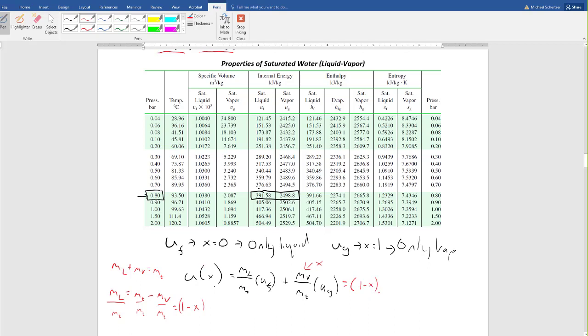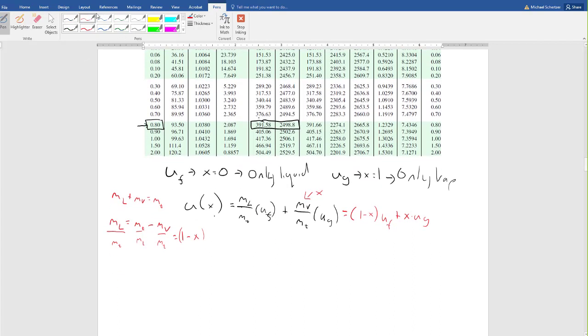That's this, times u_f, plus x times u_g, right? And now I can collect like terms, and I can say that u of a given quality is equal to u_f plus x times (u_g minus u_f).